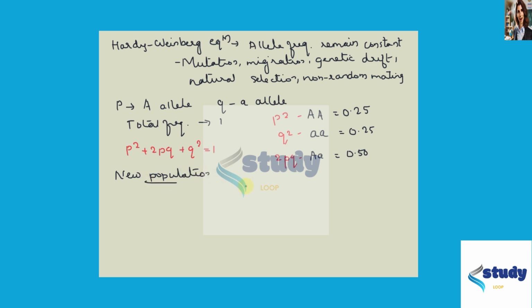Now a new population is founded by a group of 4 individuals drawn at random from the original population. The probability of the new population having different allele frequencies from the original population depends on the random sampling of the 4 individuals.